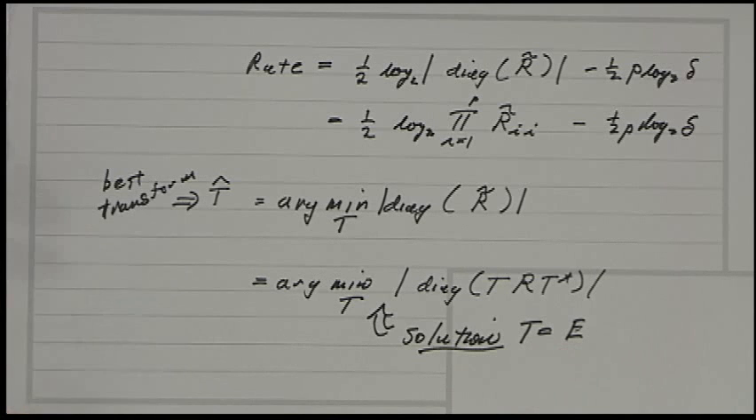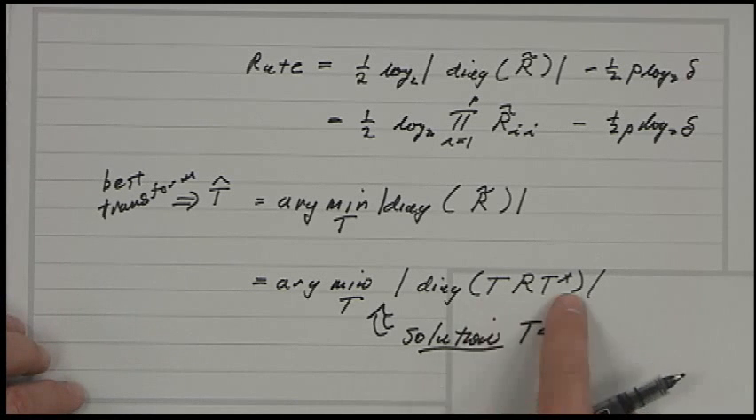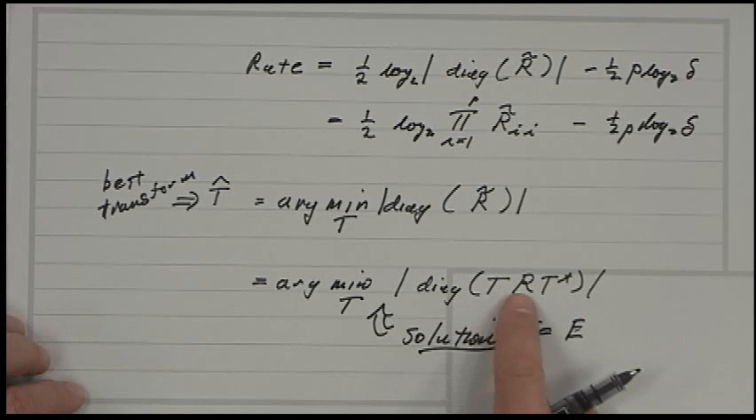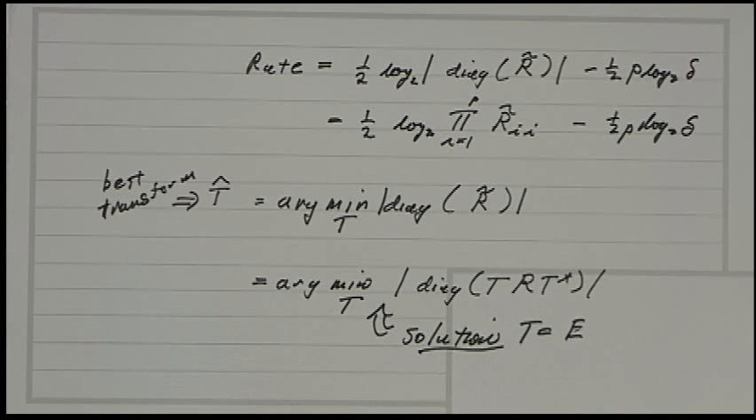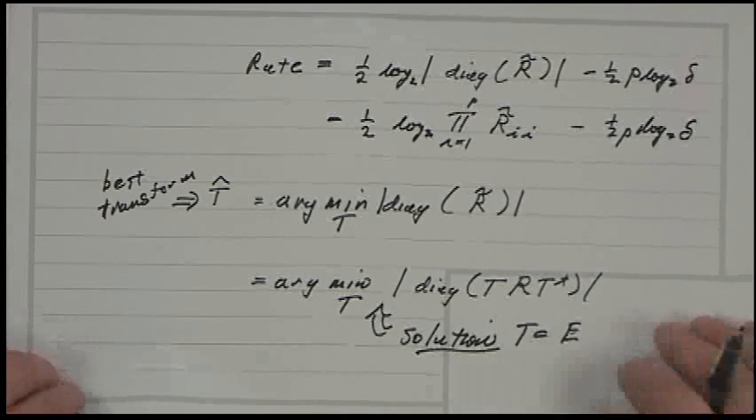So I'm not sure I answered your question, but I posed the question in a different form, which is that minimizing the rate is equivalent to finding the transform. This is sometimes called a similarity transform on R. Finding the T which minimizes the product of the diagonal elements of this matrix. And you can prove that the T that does that is the eigendecomposition. But now I can't prove that for you, but I can give you a very strong motivation based on a picture.